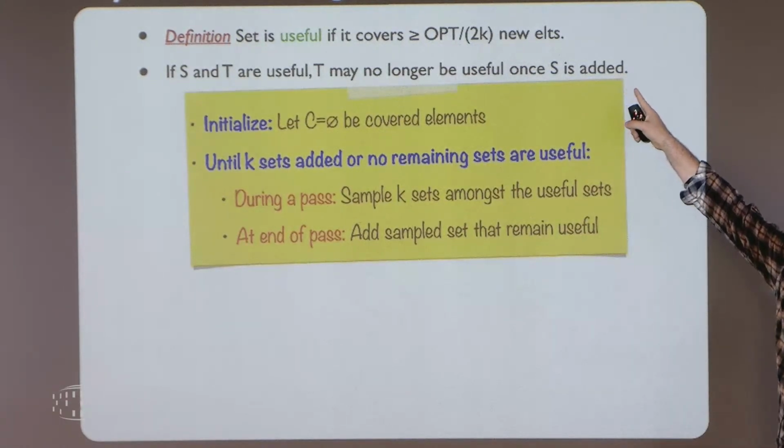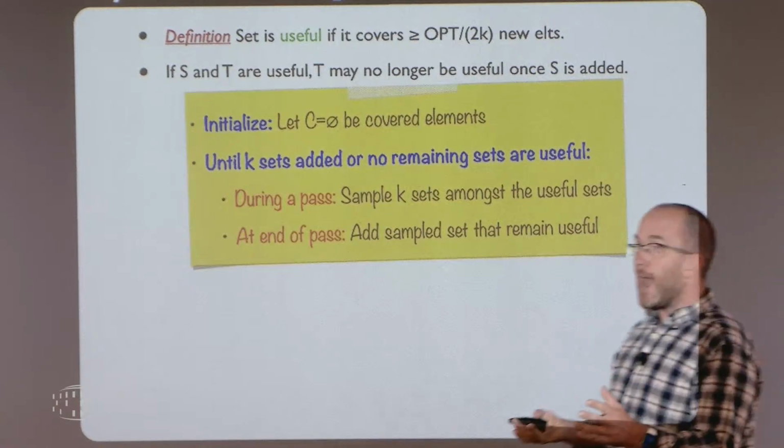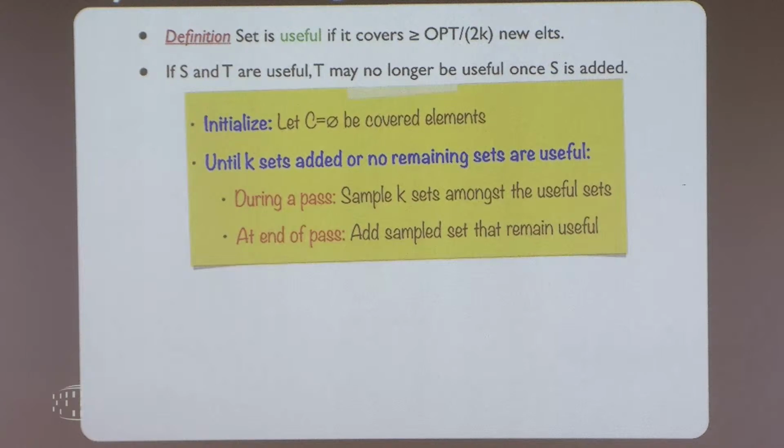The idea is you go through one pass, and using a variation of L0 sampling, you can collect, say, K sets that by themselves appear useful. So you randomly pick K such sets.